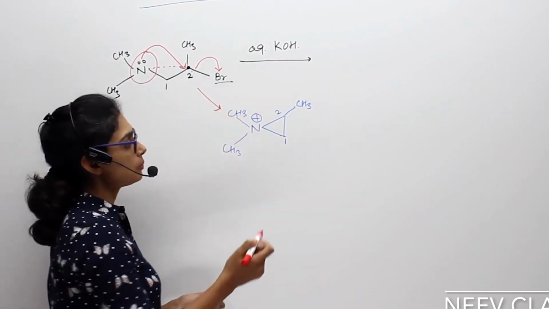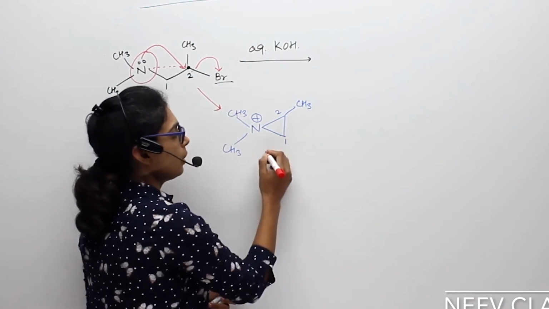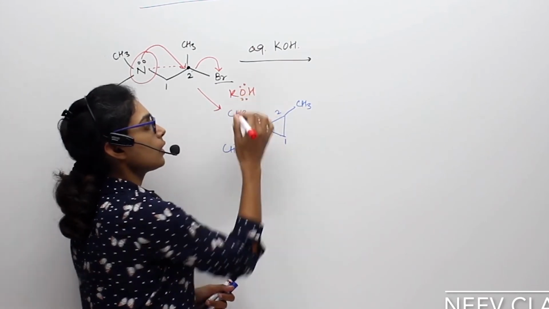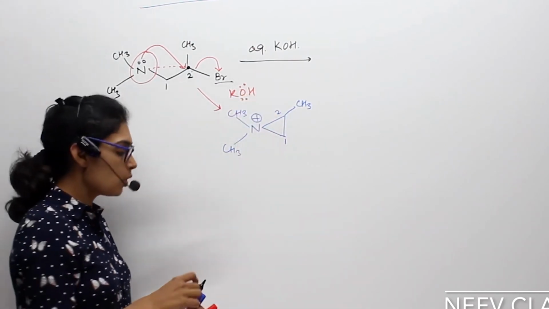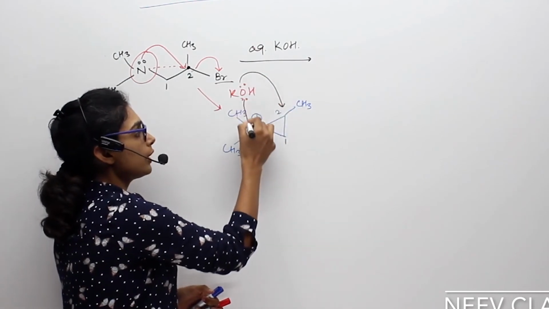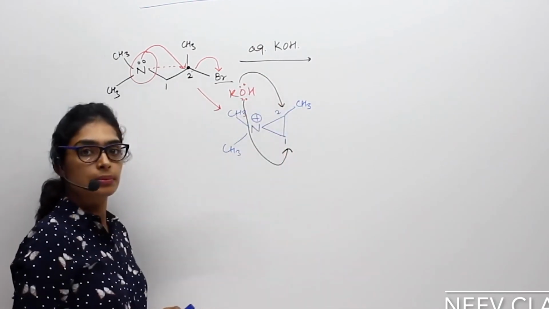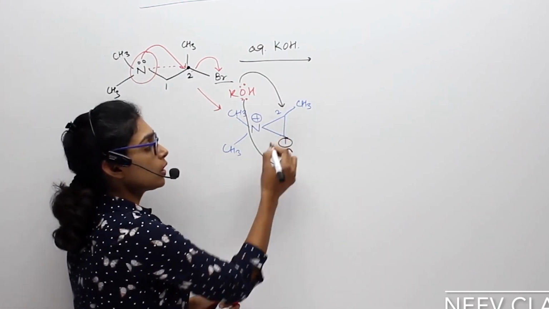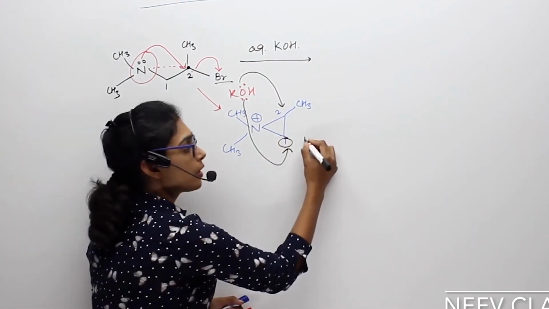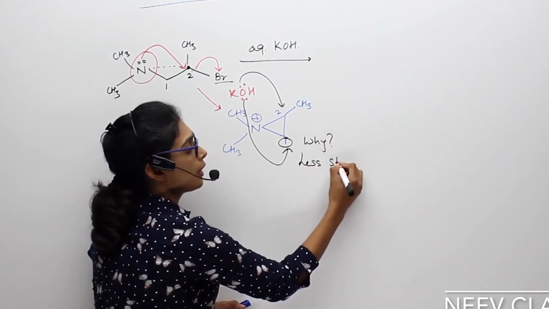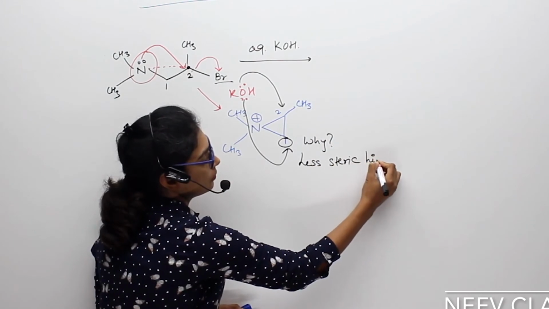Now after this, my KOH will attack on it. Now KOH has two possible options. One is either it can attack on carbon 2 or it can attack on carbon 1. Where would it prefer attacking? It would prefer attacking on carbon 1. Why? Less steric hindrance.